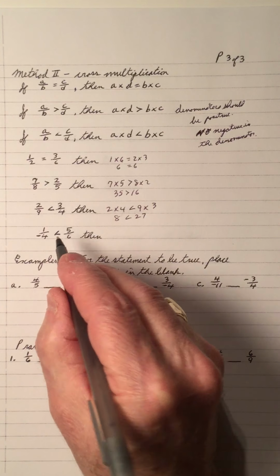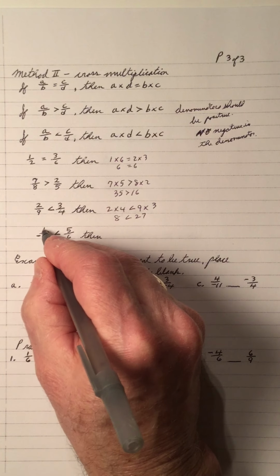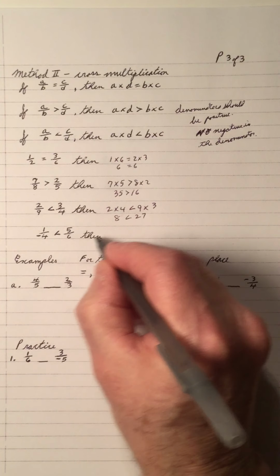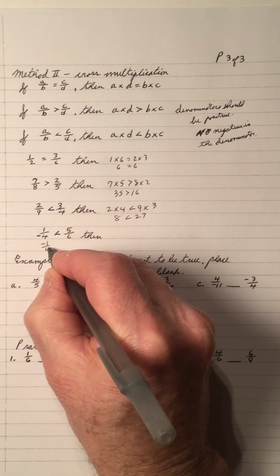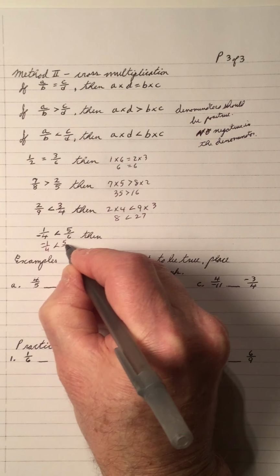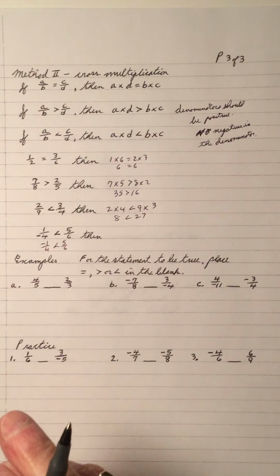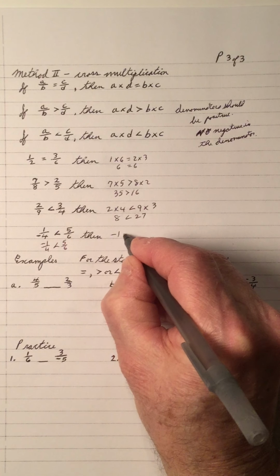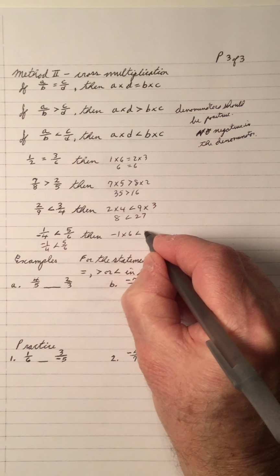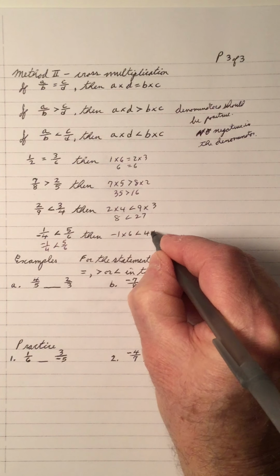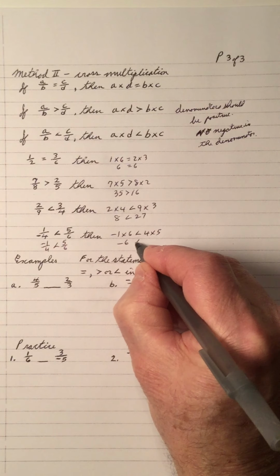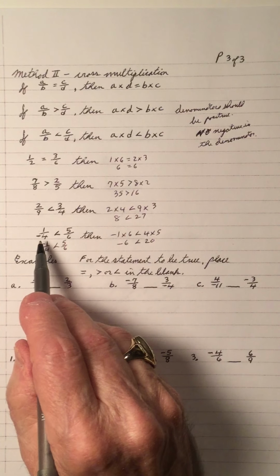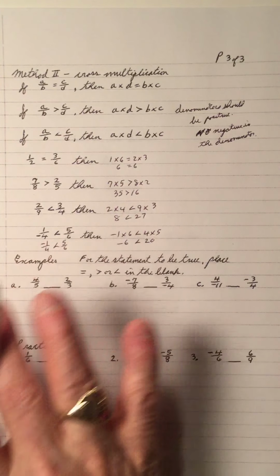Notice I put this one here, and the negative should never be in the bottom, so we should change this and make it negative 1 over 4 less than 5 over 6. Never have the negative in the bottom of a fraction. Cross multiply. Negative 1 times 6 is less than 4 times 5. Negative 6 is less than 20. True. Again, repeat: if you leave the negative in the bottom, this does not work.